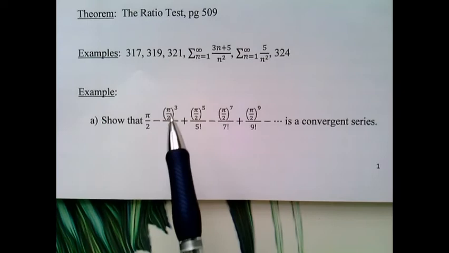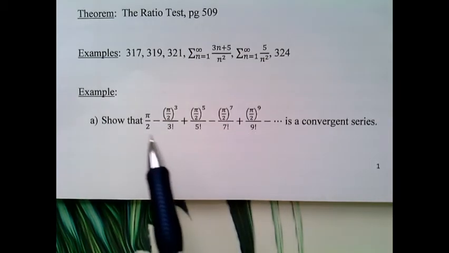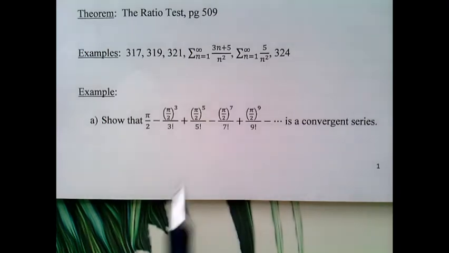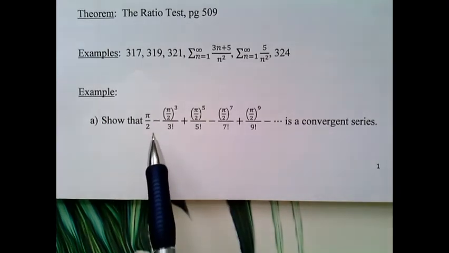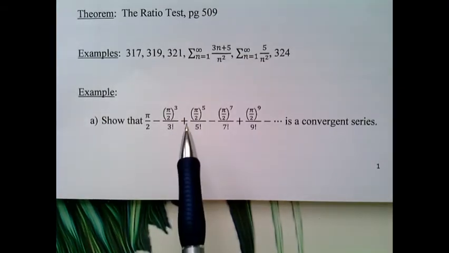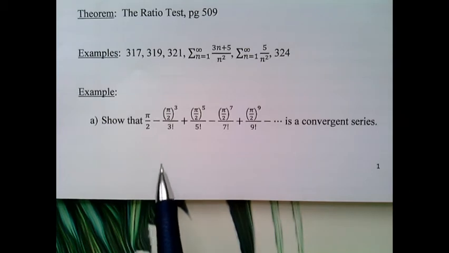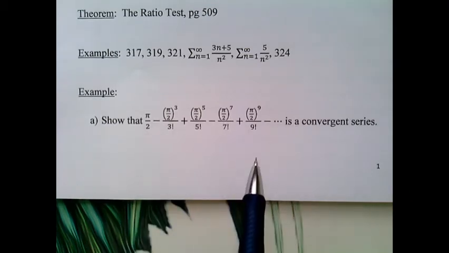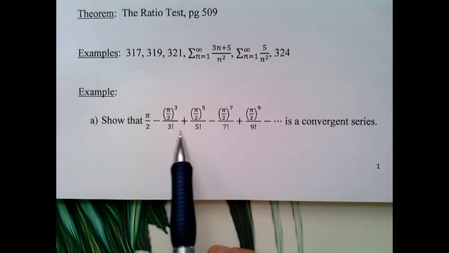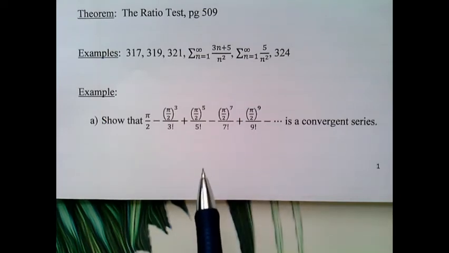Now, here is an infinite series where we've written out the first 5 terms. That should be enough for us to kind of pick up the pattern. First term is pi over 2, and then minus (pi over 2) cubed over 3 factorial, and then plus (pi over 2) to the 5th over 5 factorial, and so on. We're going to show that this is a convergent series. Now the fact that I'm seeing factorials is immediately making me think we're probably going to need to use the ratio test here.